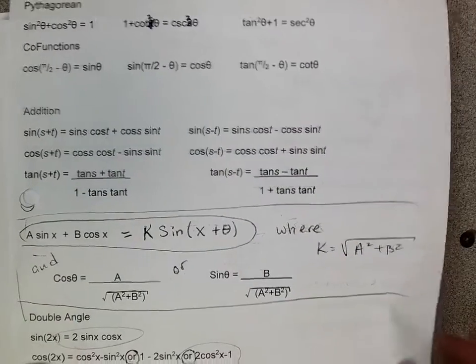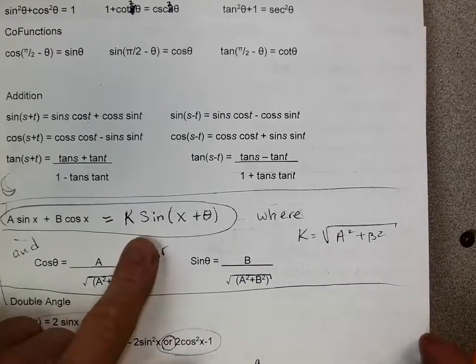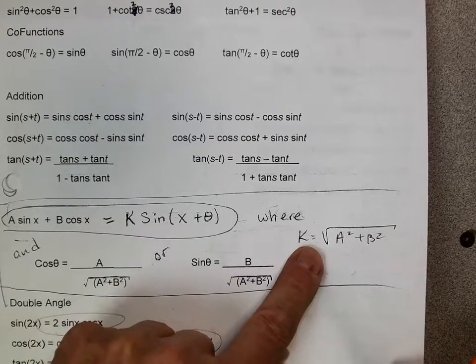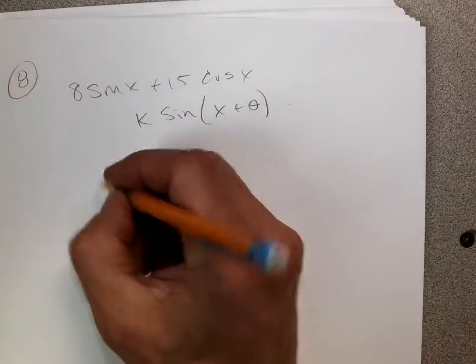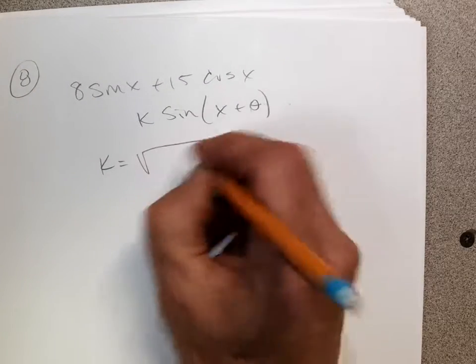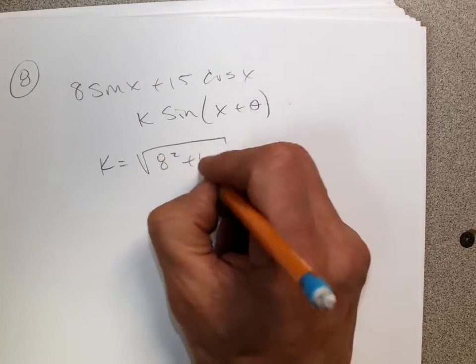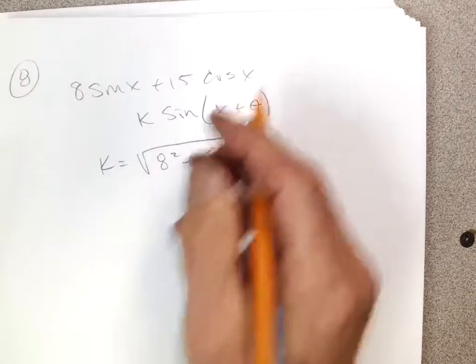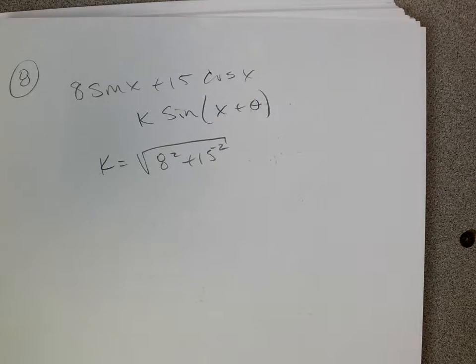In fact, I put a big circle around it because it's got all of these different parts. The first thing I want to do is find k. So k is going to equal the square root of 8 squared plus 15 squared. And I think that's 17. I think if you use your calculator, it's 17. Oh, hold on. I need a calculator to do this anyway.